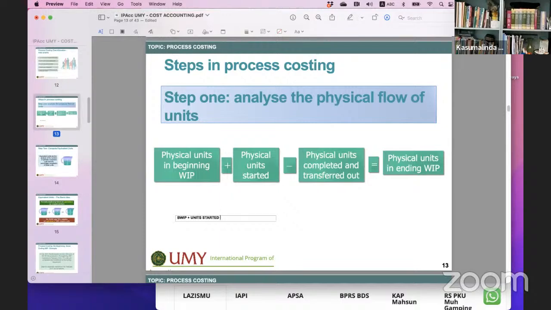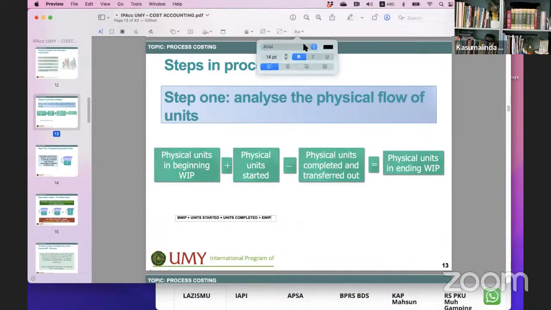It will equal units completed and transferred out. Okay, I just don't want to write it here. Okay, it is units completed. Once completed, we know that it will be transferred to the next department or to finished goods inventory. Okay, plus ending work in process.